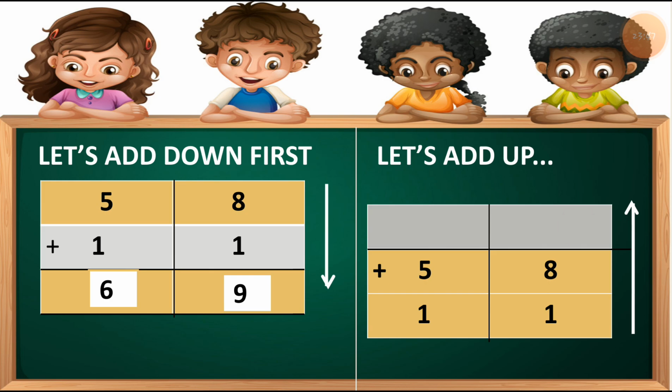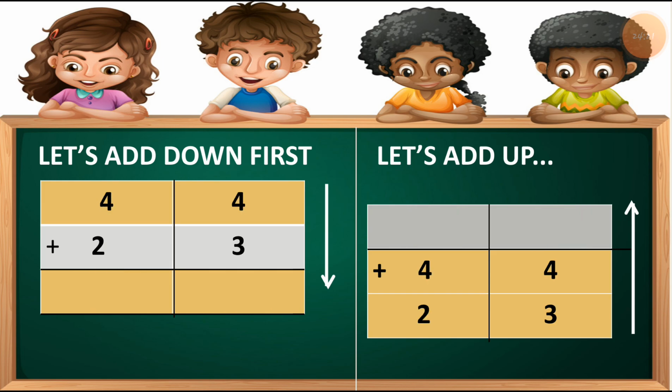Now students, let's add up to check our addition. So we take 1 first at the ones column. 1 plus 8 is equal to 9. So I write number 9 at the ones column. Now let's move to the tens column, which is 1 plus 5. So 1 plus 5 is equal to 6. So our answer is the same on both sides, downside also and upside also. So you can see our sum is right, and the 69 answer is also alright.